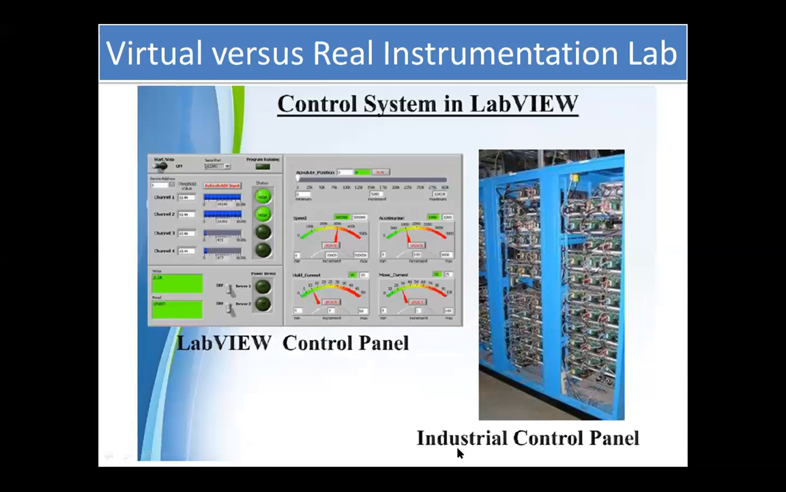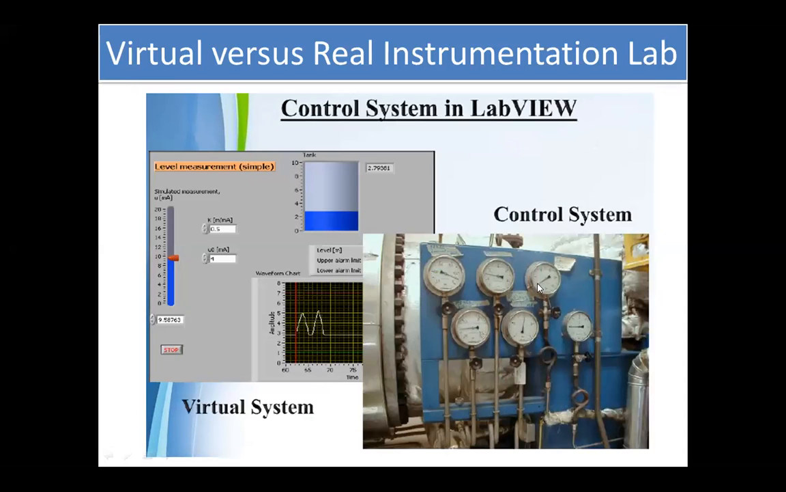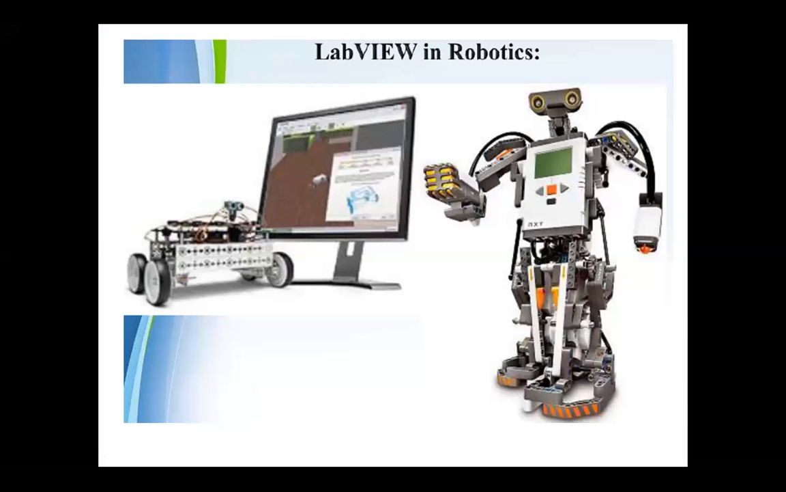This is what it shows in an industrial control panel, and this is what it shows in a LabVIEW virtual instrument panel. Another example is the pressure gauge. You can control the pressure gauge, but you do not have to go to the room where the pressure gauge is. You can use it from your virtual system, and this virtual system you can see by using your TeamViewer program.